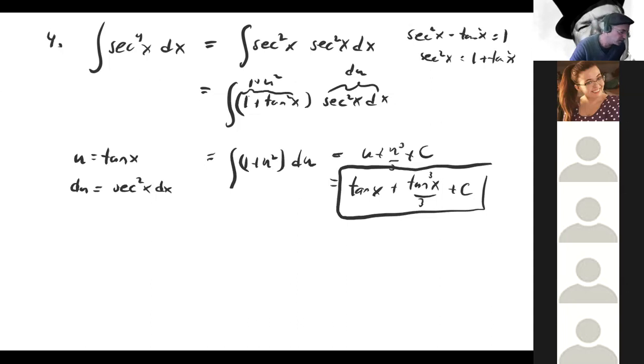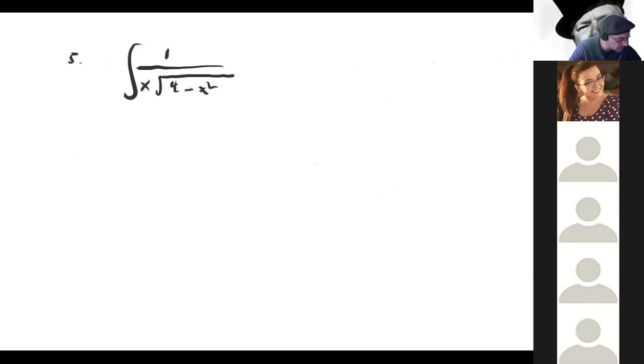Okay, so let me save the screen and move on to the next problem, unless we have a question. No questions? Okay, so let me get rid of it. Okay, and we're at problem 5 now. So problem 5 is to integrate the integral of 1 over x times the square root of 4 minus x squared dx.